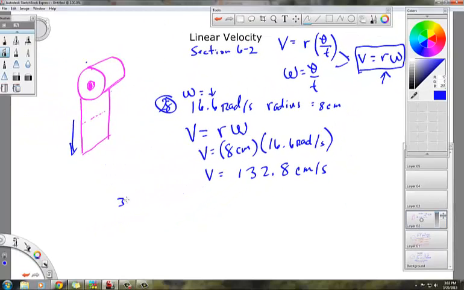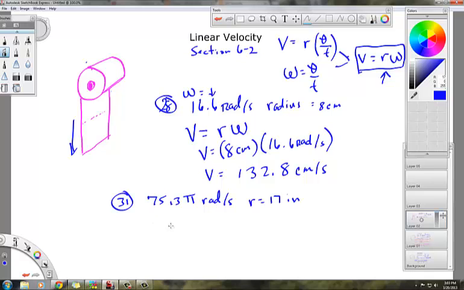Next example is number 31, and it looks like this. It just gives you the angular velocity in a different format. It's 75.3 pi radians per second, and with a radius of 17 inches. It's huge there, whatever that is.